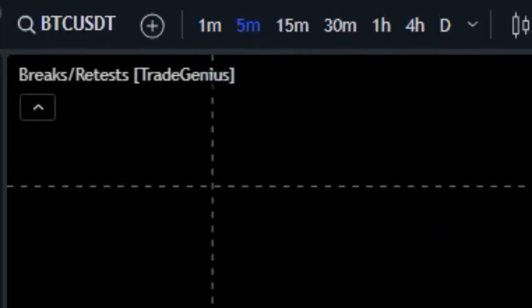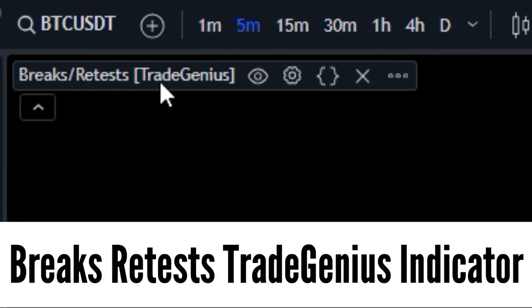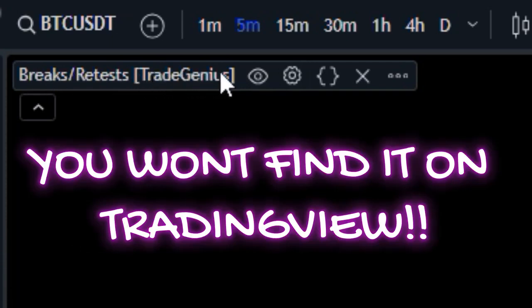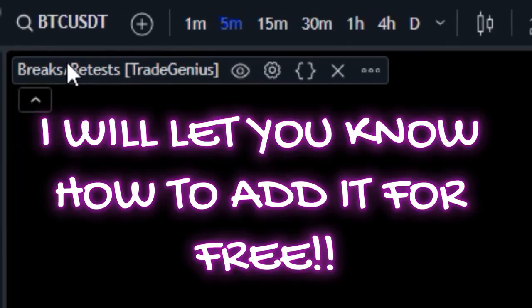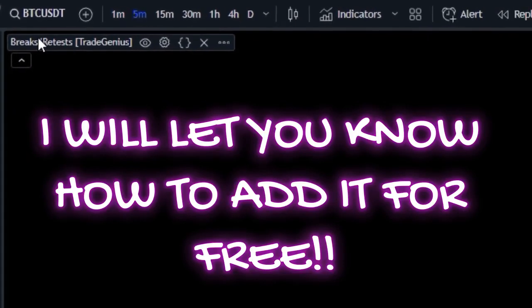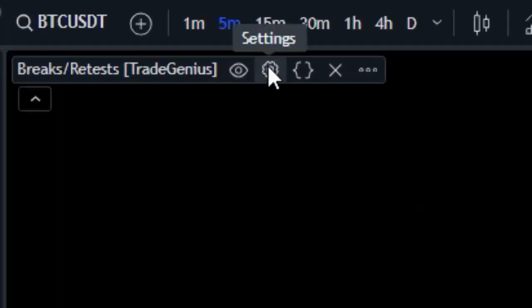But before we dive into the awesomeness that is the breaks and retests indicator, we gotta get it all set up. And just a heads up, you won't find this gem on TradingView, but no need to fret. I'm here to guide you through the process of using it for free on TradingView. So stick with me, my friends, and we'll have you up and running in no time. Let's do this. Okay, so first things first, let's hop into the indicator settings.